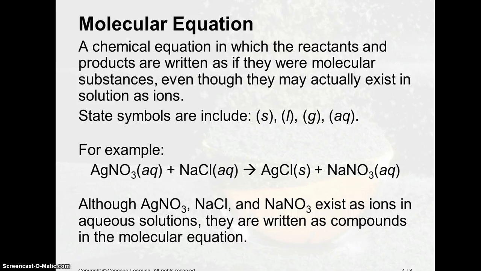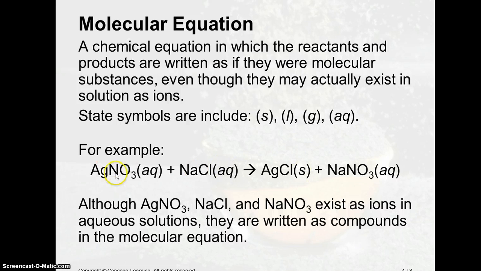The bulk of this chapter deals with the idea of ionic equations versus molecular equations. The molecular equation is the way you're traditionally writing them, where you write the formulas, you balance charges like we did in the first unit, identifying state of matter. Understand that these AQs mean aqueous, which means soluble, that is dissolved in water, and an S means it is a solid, which means it is insoluble.